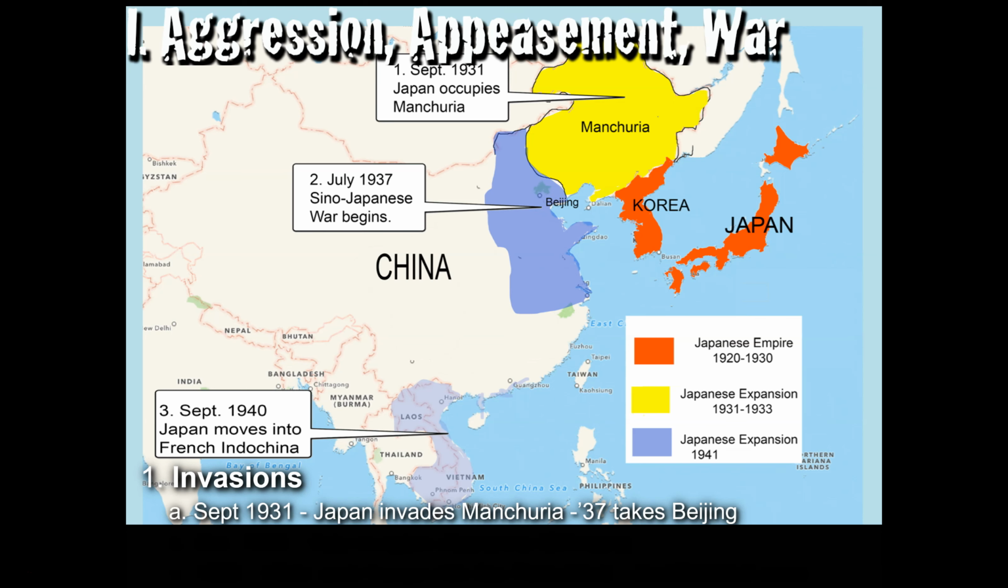Again, expanding their empire, looking for resources, because remember, Japan is an island nation without many natural resources themselves. So this is a threat to world peace without much resistance from the Western democracies or from the League of Nations.